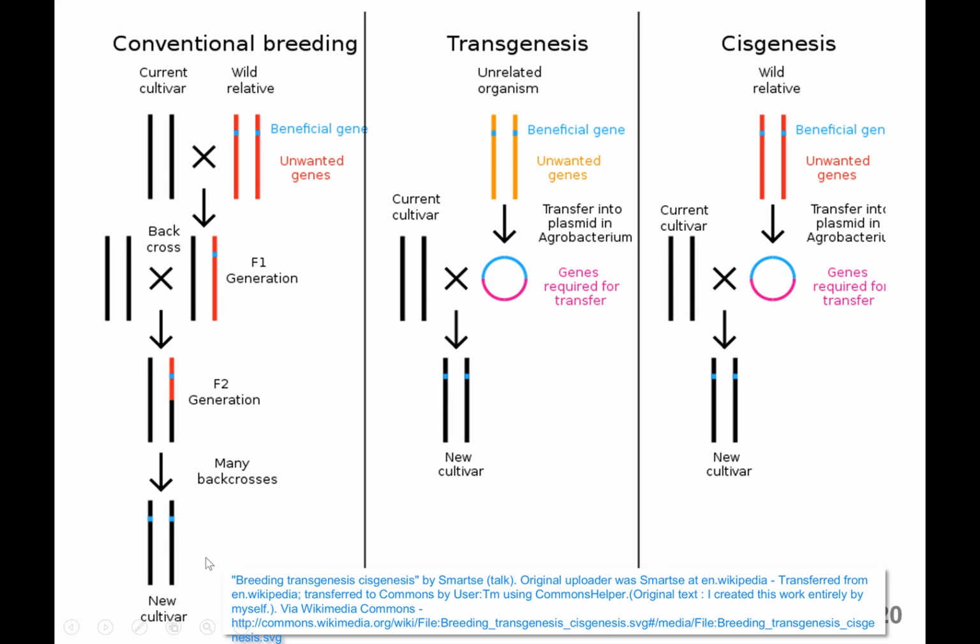And eventually, if we bred them enough and only selected for ones that we could tell had this feature we wanted, we could get one that basically had all the same genes that we wanted and also had that new gene that's colored in blue.